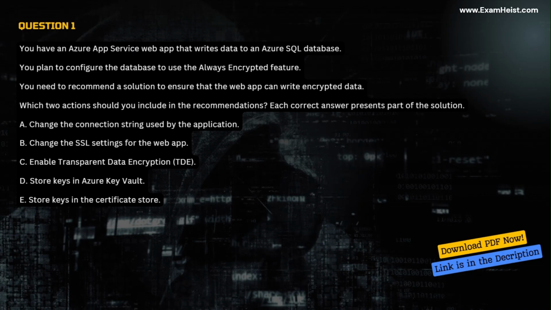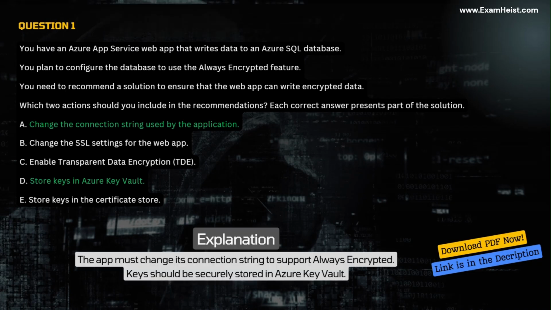A. Change the connection string used by the application. B. Change the SSL settings for the web app. C. Enable transparent data encryption (TDE). D. Store keys in Azure Key Vault. E. Store keys in the certificate store. Correct answers A and D. Change the connection string used by the application. Store keys in Azure Key Vault. Explanation. The app must change its connection string to support Always Encrypted. Keys should be securely stored in Azure Key Vault.